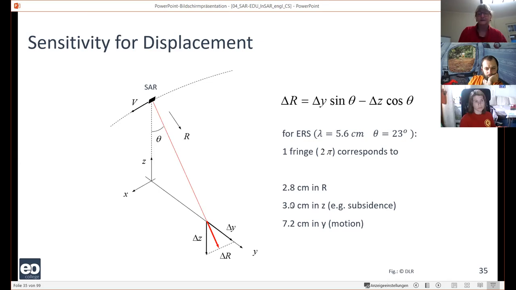This is of course based on having coherent radiation, so that we know the phase of the signals being sent out and the returning phase. And indeed, these numbers go down to millimeters if we are then comparing interferograms.